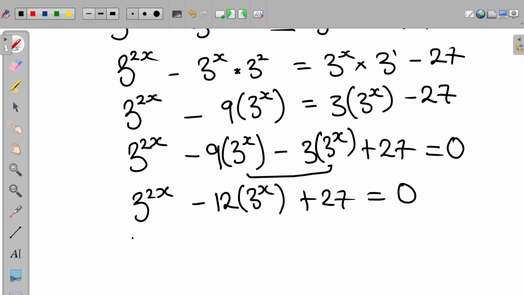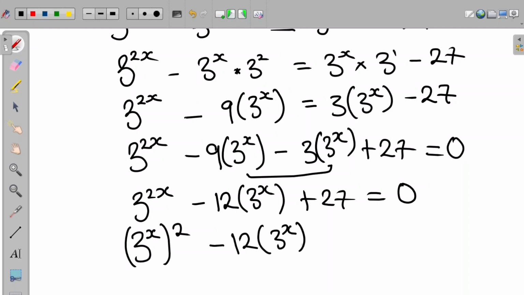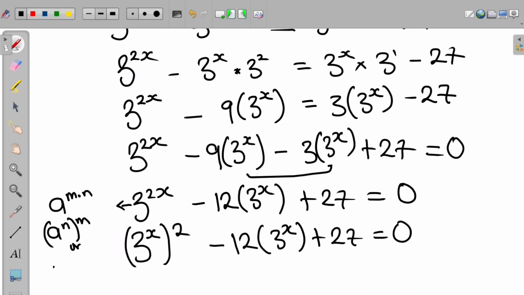So now we have that 3 raised to the power of x, open a bracket and close, raised to the power of 2 minus 12 multiplied by 3 raised to the power of x plus 27 equal to 0. Now, what I did here, if I have a raised to the power of m multiplied by n, this can also be expressed as a raised to the power of n multiplied by m, or a raised to the power of m multiplied by n.